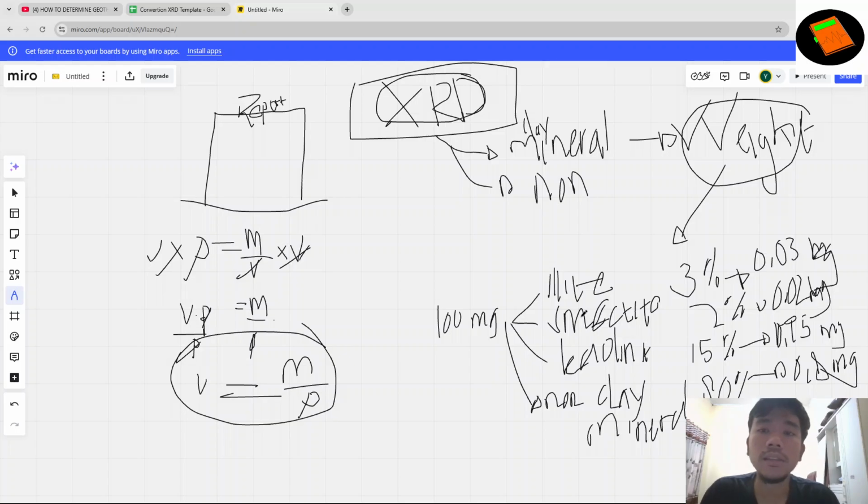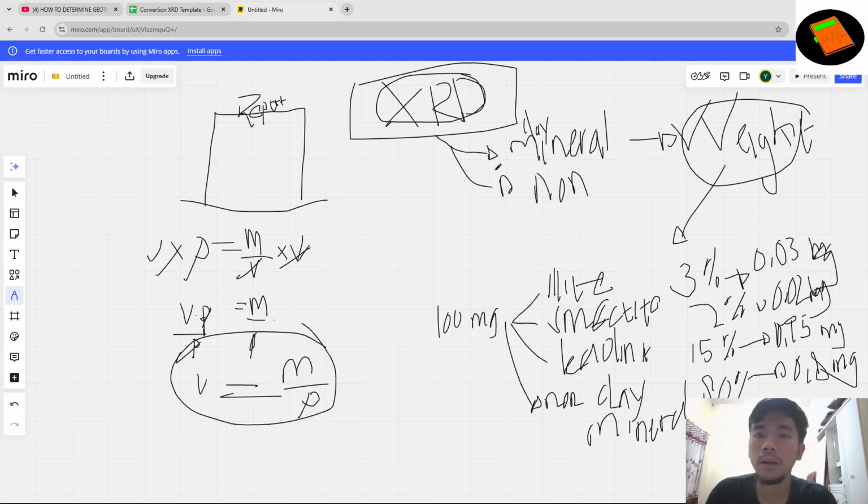XRD data actually have two forms of mineral group. The first of them is clay mineral and the second is non-clay mineral. All of them are in the form of weight, so we cannot use it directly for validation of volume of clay.